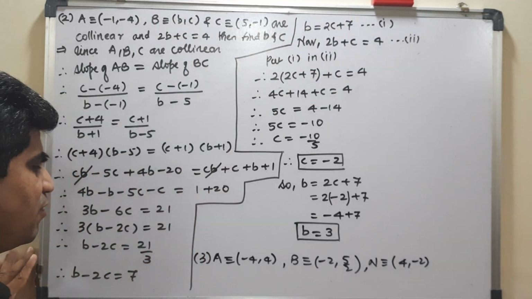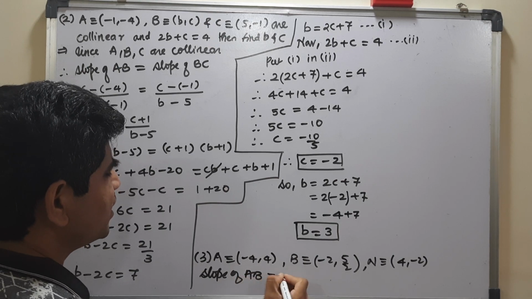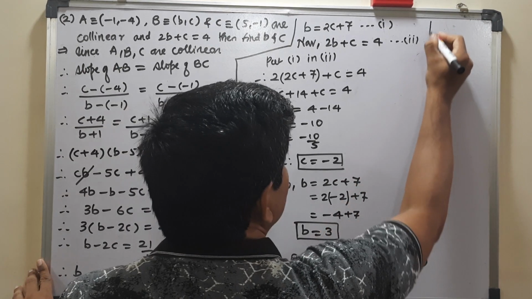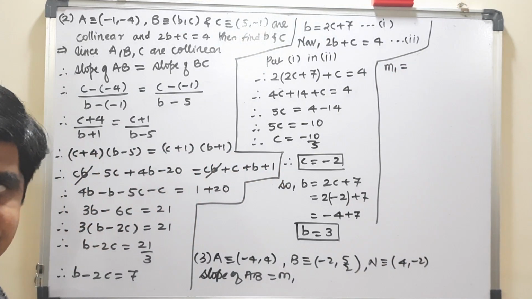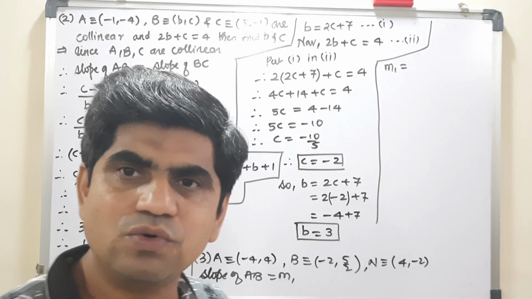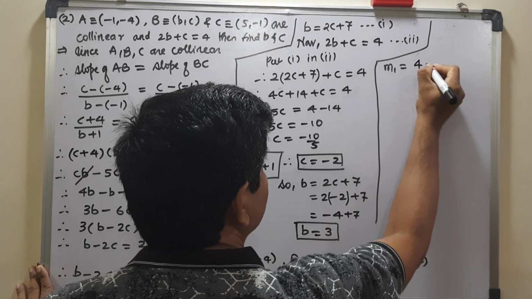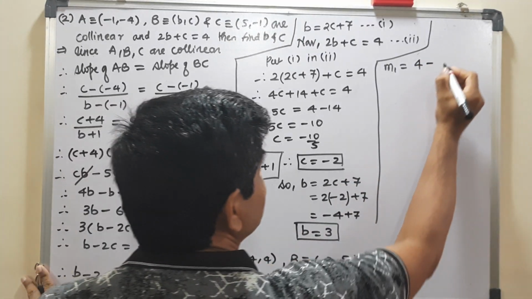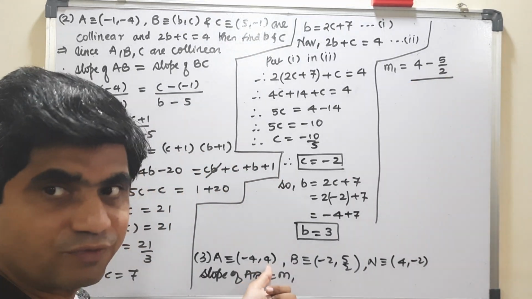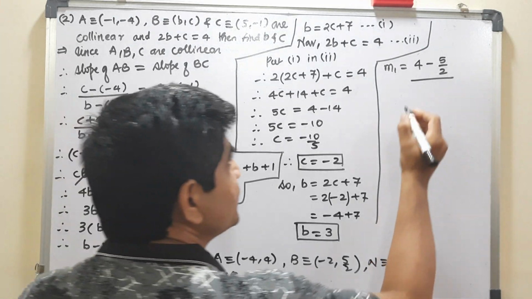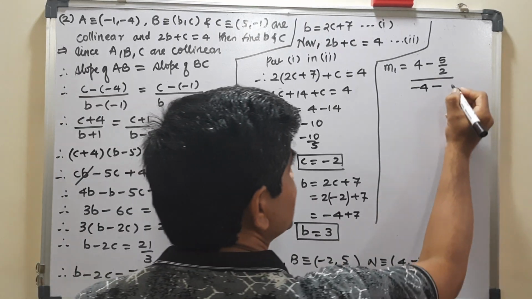Okay, so slope of AB, let it be M1. So what is M1? Your M1 is nothing but the ratio of difference of y coordinates to difference of x coordinates. That is y coordinate difference: 4 minus, this is first I am taking, this is second, minus y coordinate, upon 4 I took from here, so I need to take this minus 4 by... that is x coordinate minus x coordinate, that is minus 2.